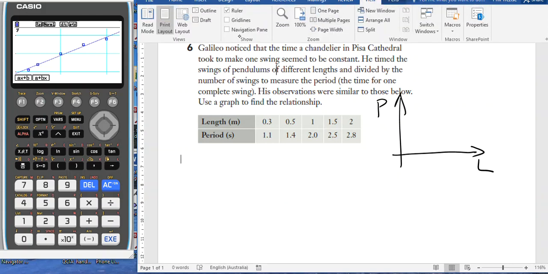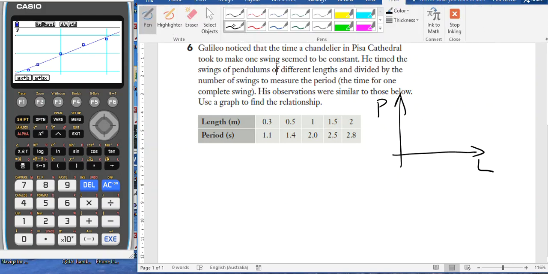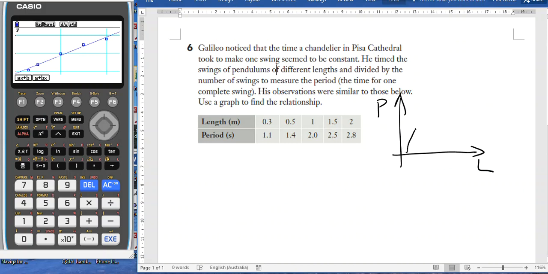So my graph of P versus L, I think, is a curve that looks like this. How will I straighten the data?